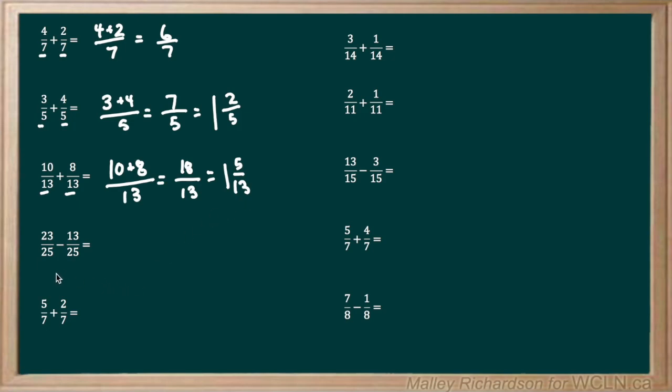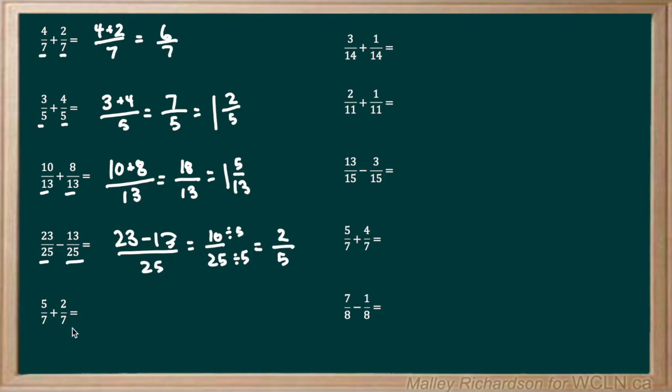Next we have 23 over 25 minus 13 over 25. Again, they have the same denominator of 25, so we're just going to subtract the numerators. We have 23 minus 13 all over 25. 23 minus 13 gives us 10, so we have 10 over 25. Now 10 over 25 can be reduced down because both of these numbers can be divided by 5. So we divide the top and bottom by 5, and we get 2 over 5 as our final answer.